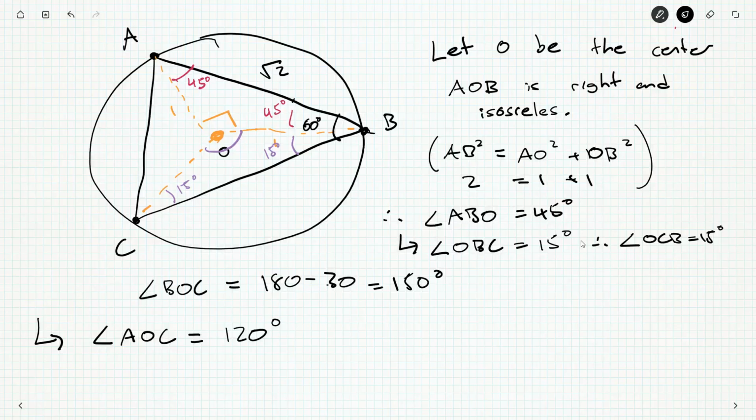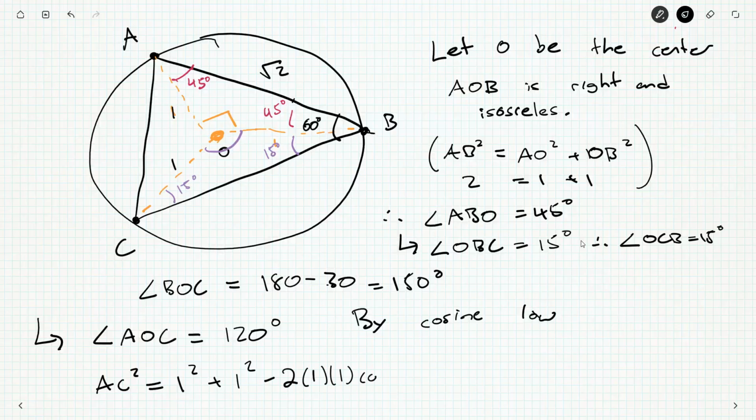Okay. So now, by cosine law, because we know each of these is 1, AC squared is 1 squared plus 1 squared minus 2 times 1 times 1 times cos of 120. Cos of 120 is negative a half. So this will be 1 plus 1 minus 2 times negative a half. So that will be 1 plus 1 plus 1, or 3. And that tells me that AC is going to be square root 3.